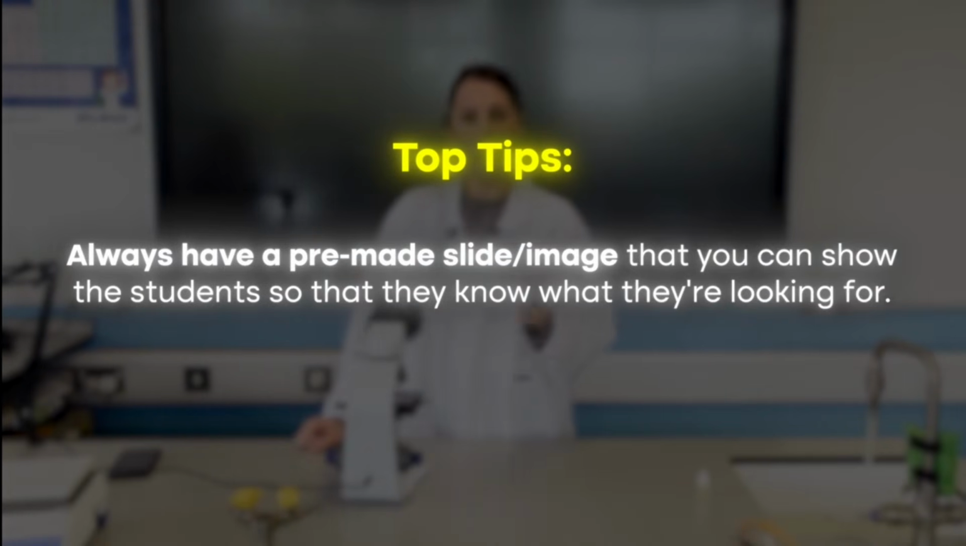Now, one of my top tips is always have a pre-made slide or image that you can show the students so they know what they should be looking for, and hopefully they've got enough time to be able to look and find something. So I'm actually going to show you here one of the photos that's actually come from one of my colleagues who got this image when she was doing this practical. So here you can see clearly the cells in the different stages of mitosis, and this is the sort of thing that hopefully the students are able to find.